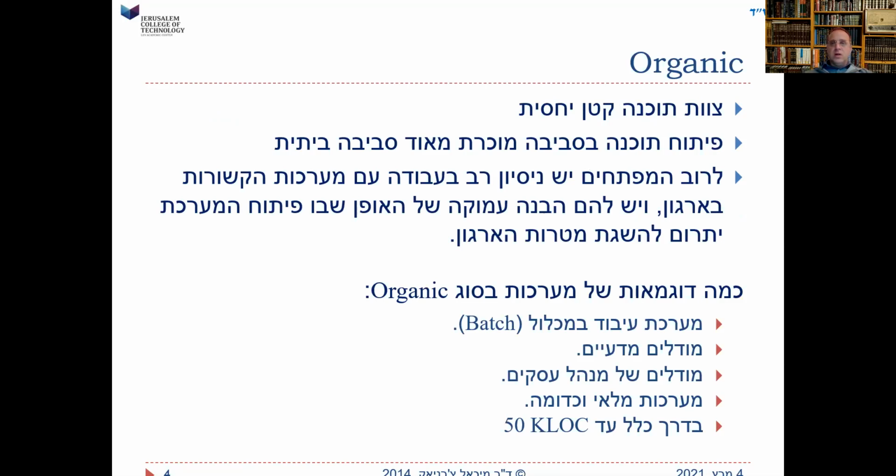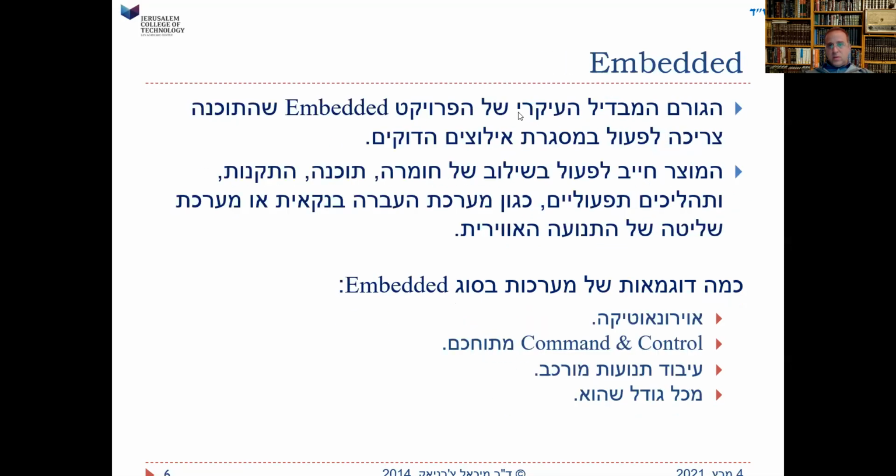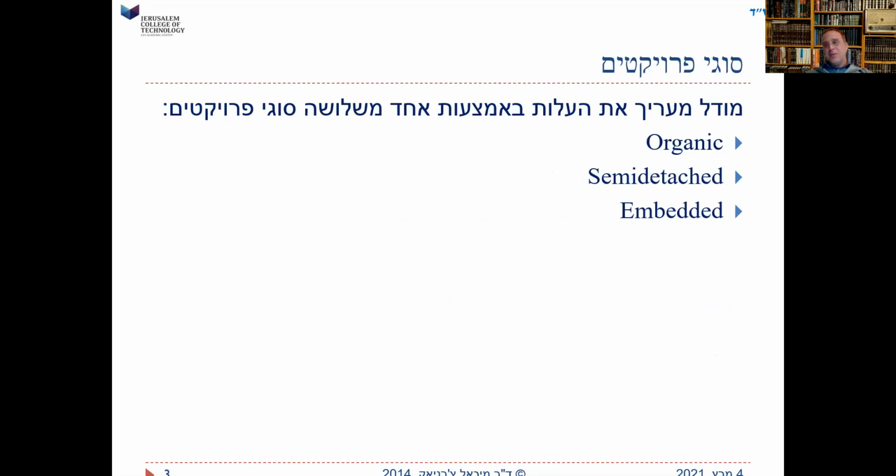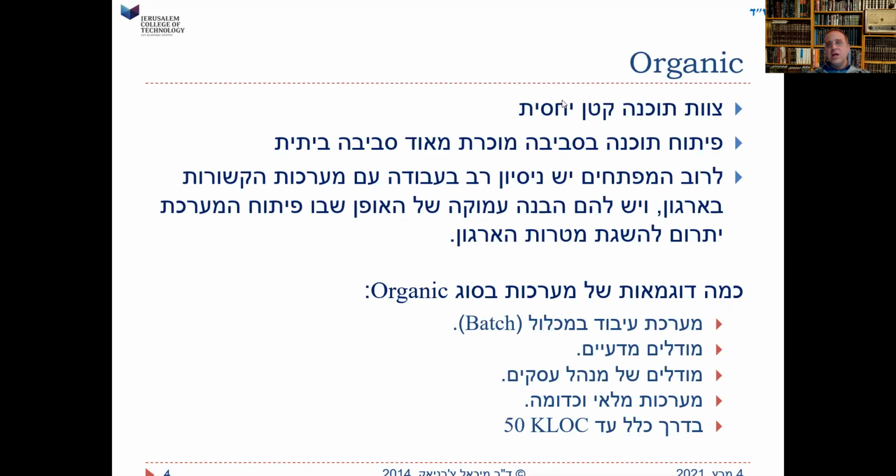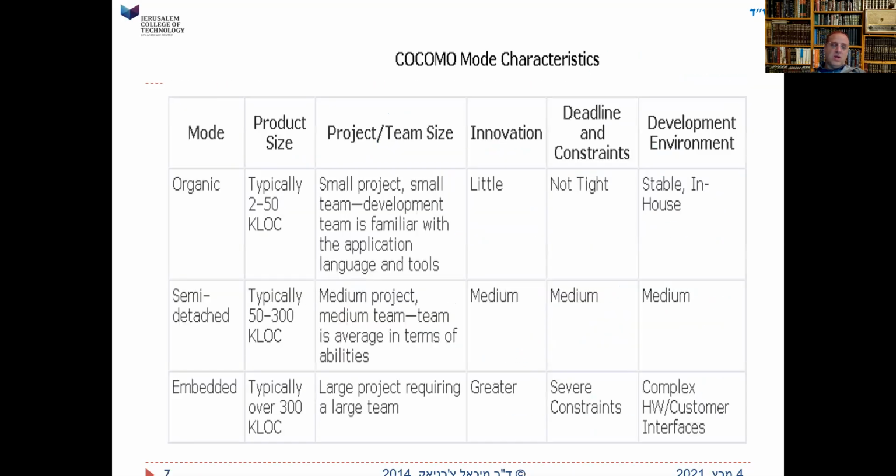So actually a little bit different from what I said. Sorry. Organic, it says here, is a small group of programmers and a complex system, but it's in-house. What we're distinguishing here is between different kinds of projects. There's basically these three different kinds of projects: organic, embedded, and semi-detached.